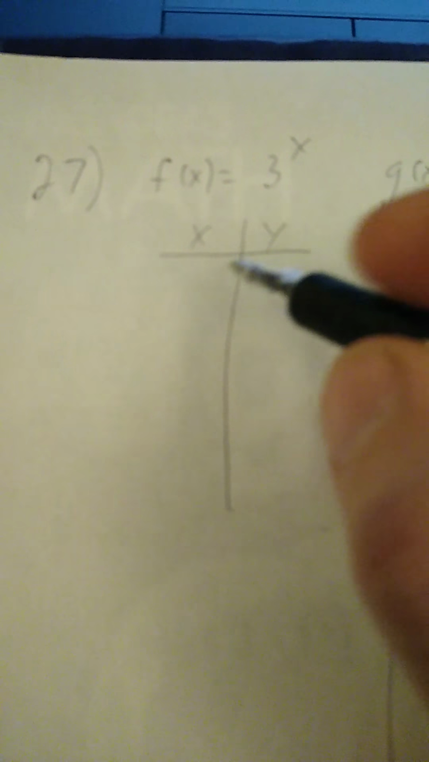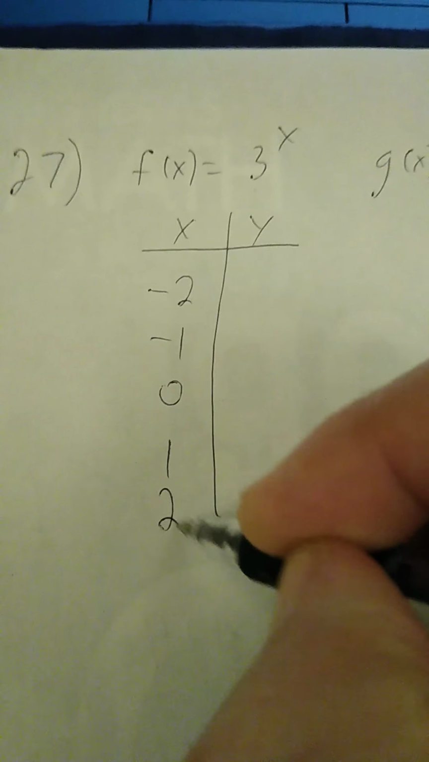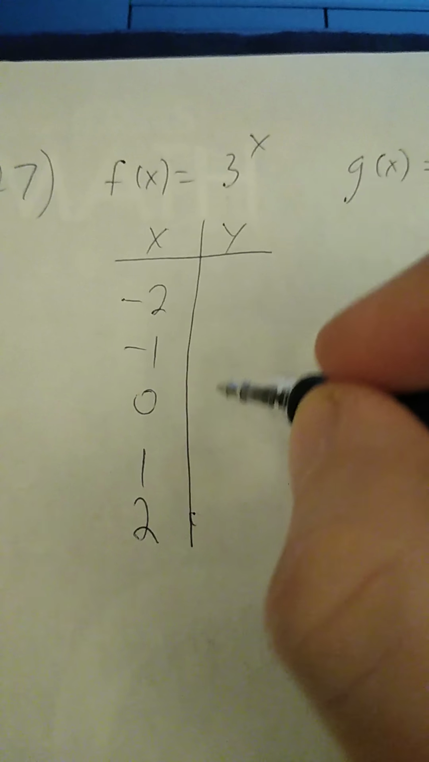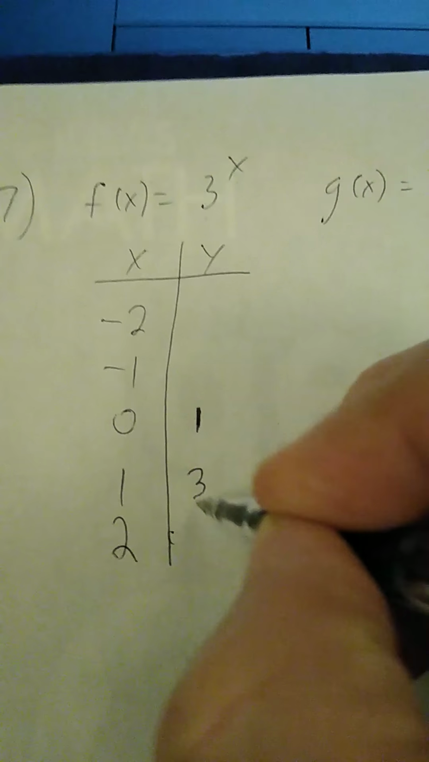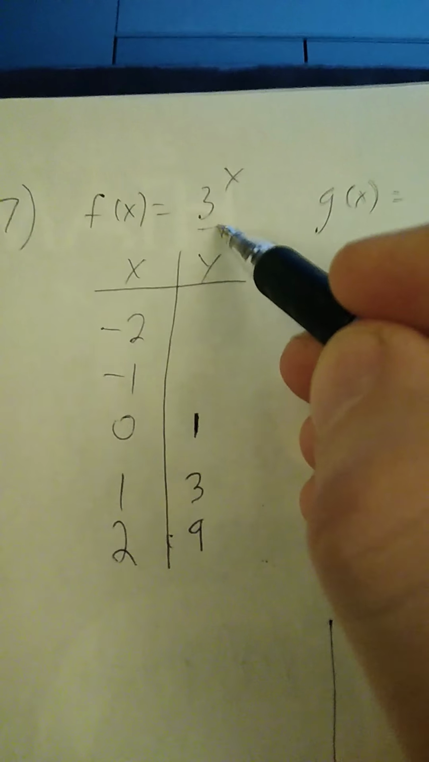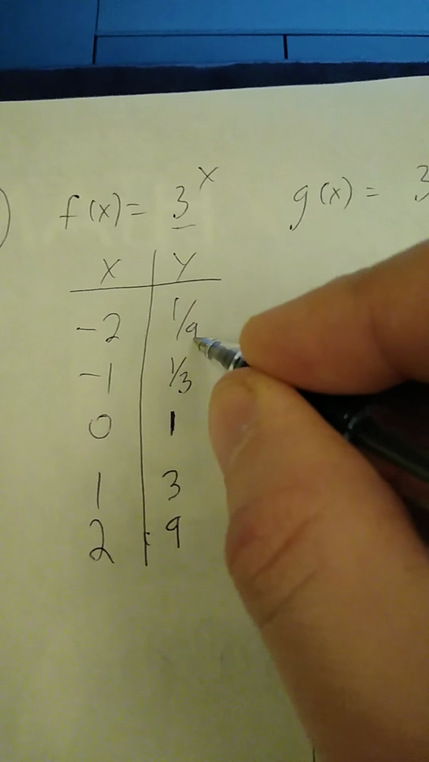Okay, so first we're going to make a chart for the parent function 3 to the x power. So this chart, again, we're going to go negative 2, negative 1, 0, 1, 2, just like we always do for exponential. Center point is always 0, 1. I multiply by 3 this way. That's what base 3 means. And this way I'm dividing by 3, so 1/3 and 1/9.